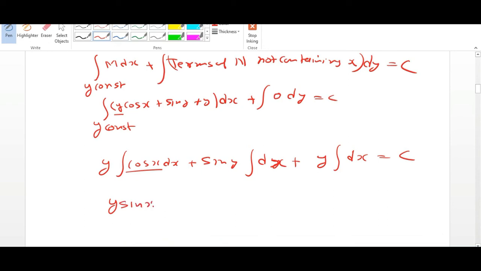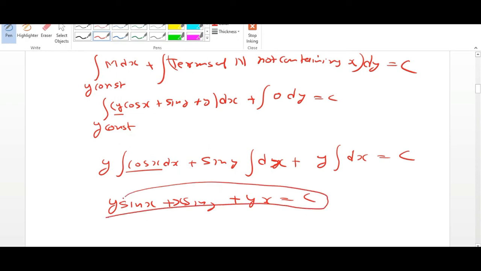Positive. Yes. Cos x integration is sin x, sin y, x की इंटीग्रेशन क्या होगी? प्लस y x, plus yx equal to some constant c. Okay, so it means this is the solution of given differential equation.